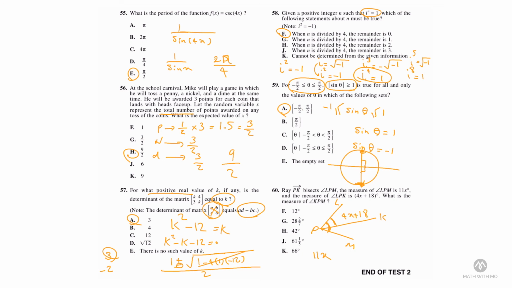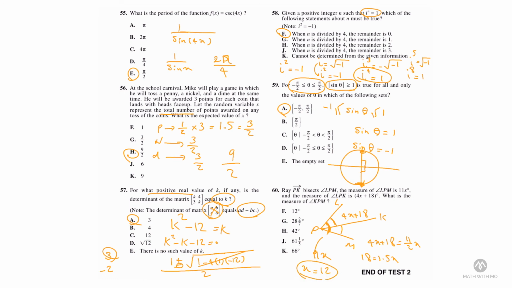So we want to find out what KPM is. KPM is equal to LPK because they are the same values. Now 4x plus 18 should be equal to half of the whole thing. Our whole thing was 11x, so 11 over 2 x. 11 over 2 is 5.5, so 18 will be equal to 5.5x minus 4x, which is 1.5x. So x becomes 12.